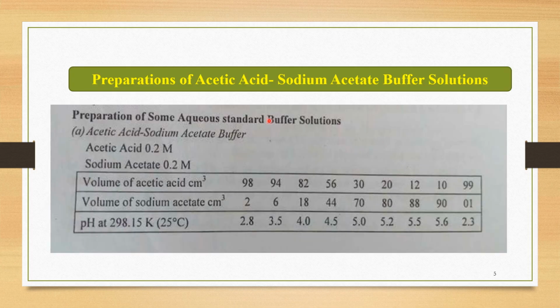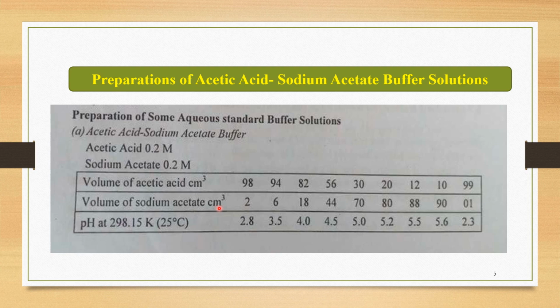Now next, we want to know a simple example of preparation of this acetic acid sodium acetate buffer solution. So how to prepare this buffer? So let us look towards preparation. This is called the acetic acid sodium acetate buffer. Now the concentration of this acetic acid is 0.2 molar and for the sodium acetate the concentration is 0.2 molar. So both having a similar concentration. The first one is volume of acetic acid in cm³. Second one is volume of sodium acetate, again in cm³, and the third one is pH at 298.15 Kelvin, that is 25 degrees centigrade.